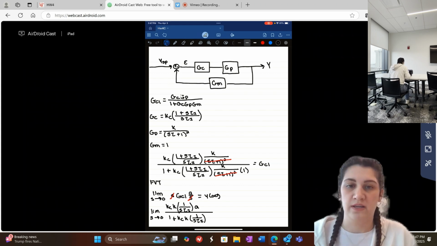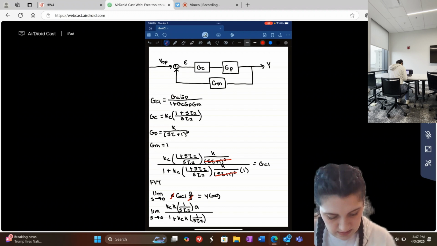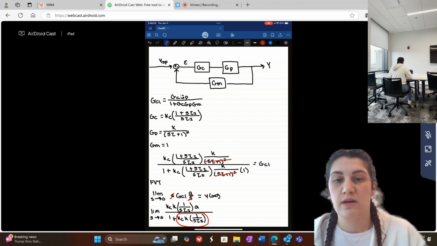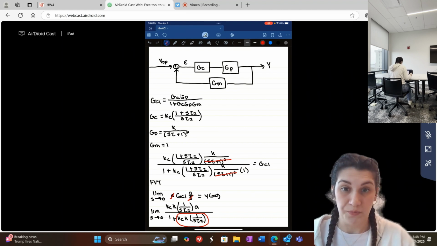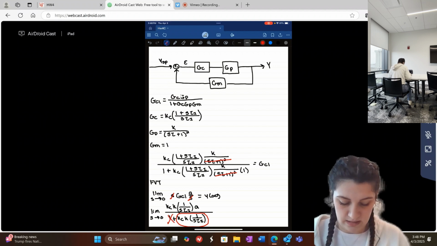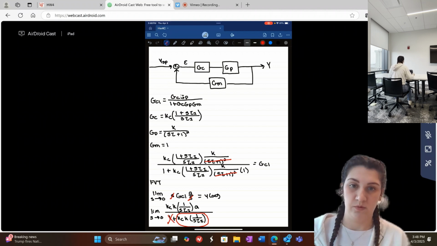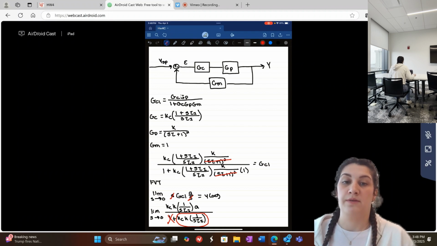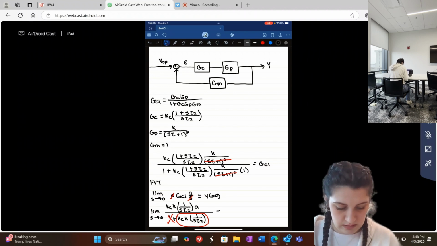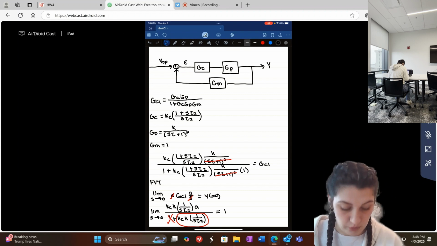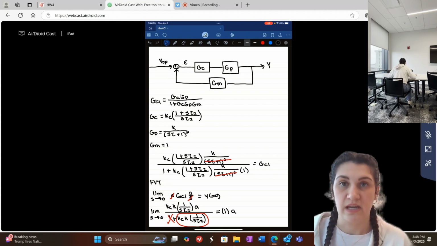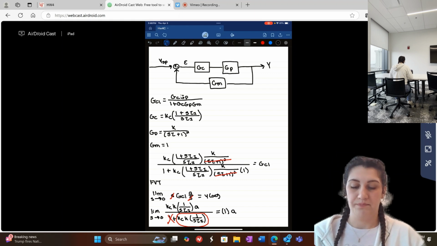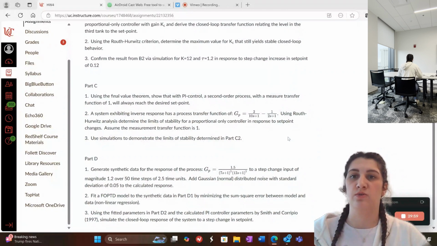Now what we are going to find is that as this value in the denominator gets bigger and bigger, the 1 becomes negligible. So we can just ignore that. And what we end up with is KC K times 1 over S tau I in both the numerator and the denominator, which means that's just 1. And then that's multiplied by A. And this demonstrates that you would reach your set point. Now we can move on to question 2.